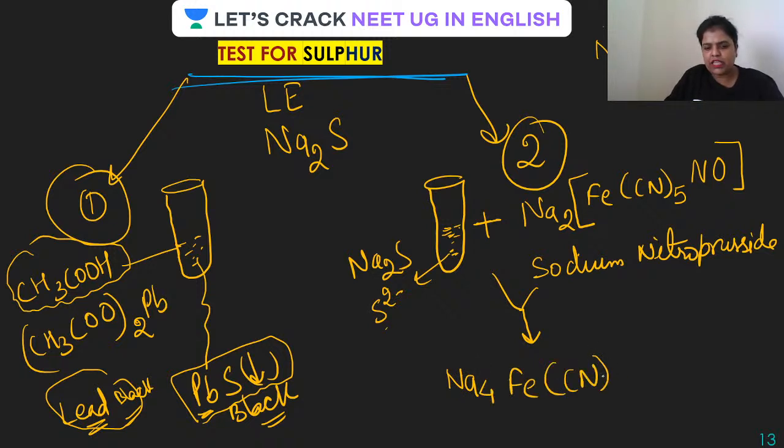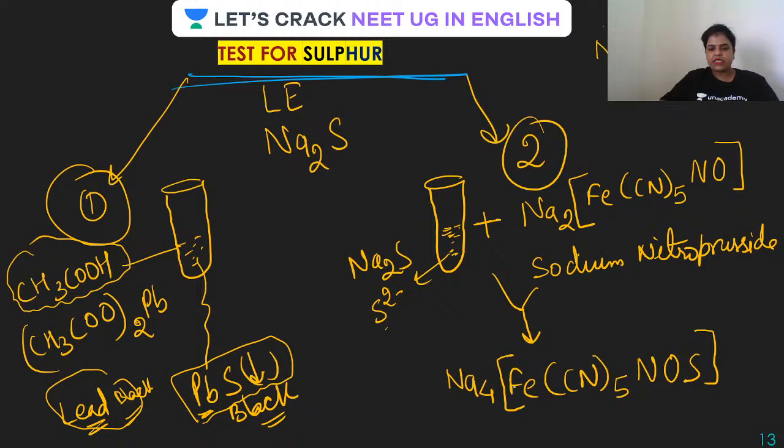Look carefully, all your eyes on the screen guys. Fe(CN)5 will remain as it is and we'll be getting NO along with sulfur. That sulfide's sulfur will come over here. What is this? Na4[Fe(CN)5NOS]. So guys, everything is the same. Just look, this is sodium nitroprusside, Na2[Fe(CN)5NO].